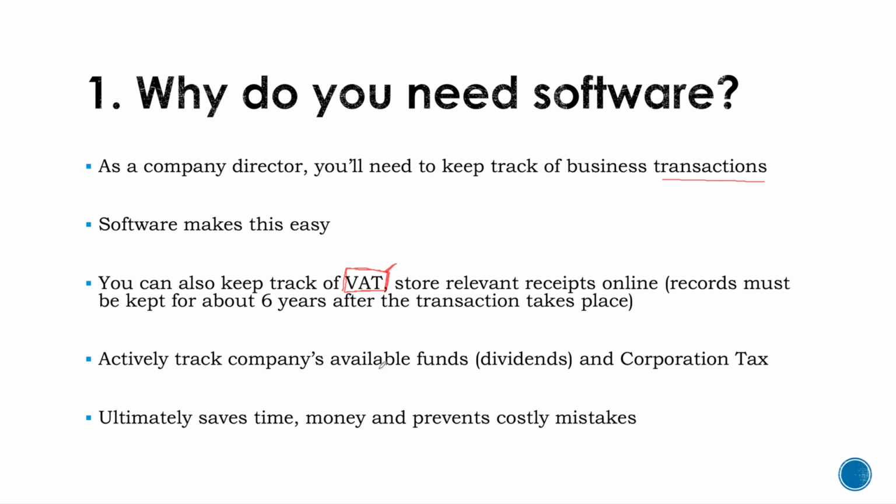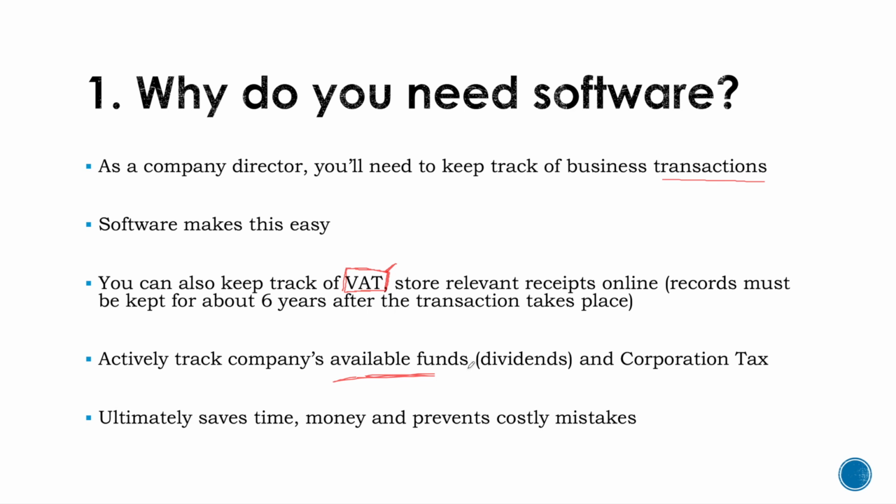Actively track your company's available funds such as dividends and what your corporation tax bill is going to be. So this is very important. When you've got software and you can update it, you can have a real-time transactional history that shows your company's profit and available funds. This means you can always make sure that you never take too many dividends from the business, because you'll know exactly what is available to take after all taxes have been deducted.